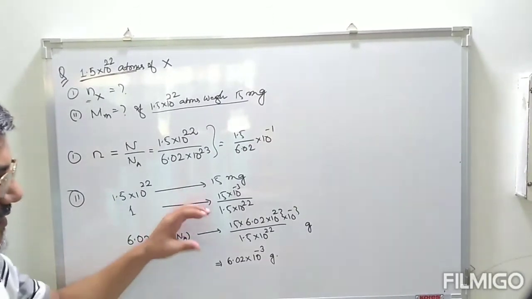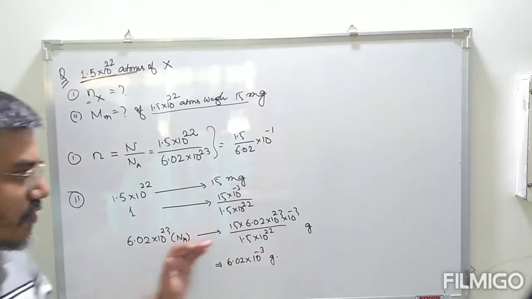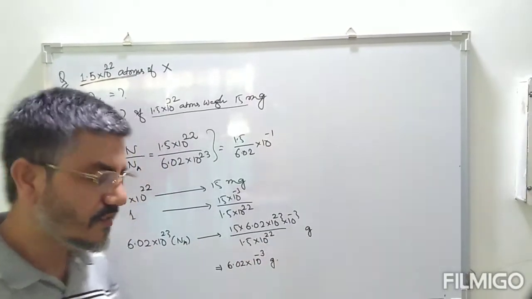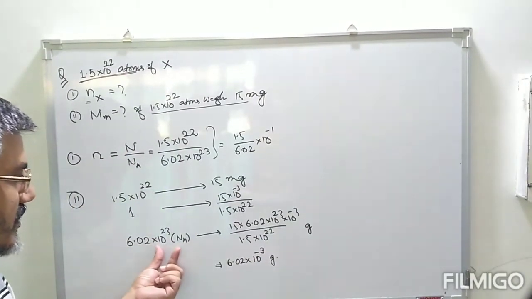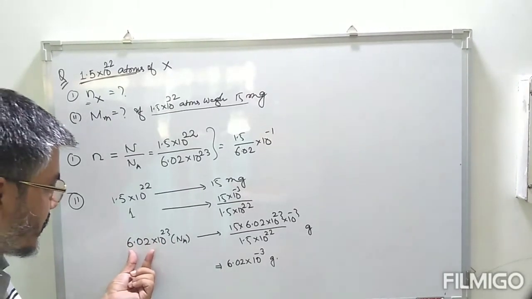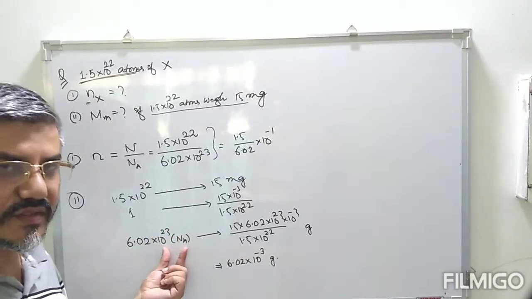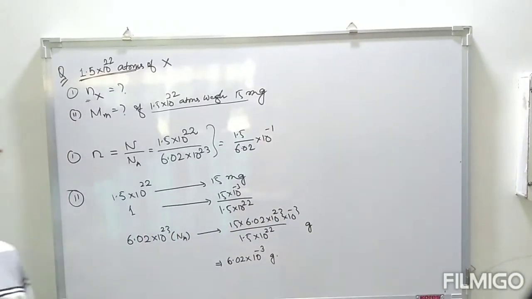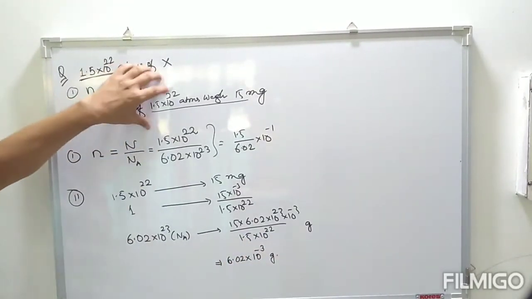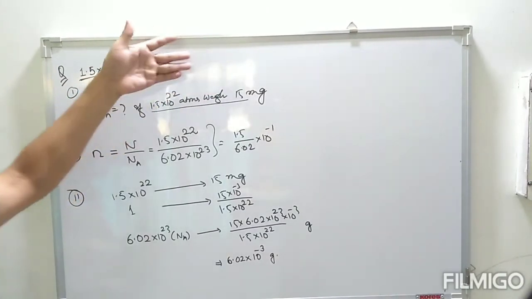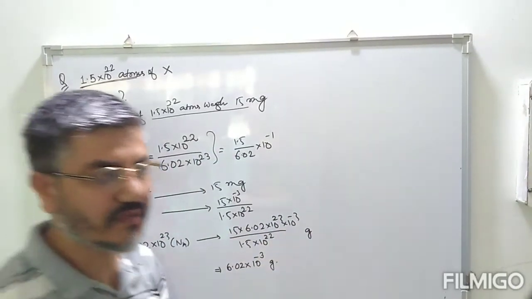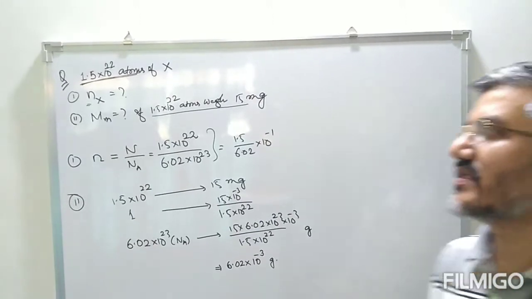So I'm repeating this. Molecular mass is the mass of 1 gram molecule. Atomic mass is the mass of 1 gram atom. So 1 gram atom is 6.02 into 10 to the power 23. So the mass corresponding to 6.02 into 10 to the power 23 atoms or molecules is defined as gram atomic mass or gram molecular mass. So if the mass of certain atoms is given to you, then we can easily find the molecular mass or the gram atomic mass of the given unknown substance.